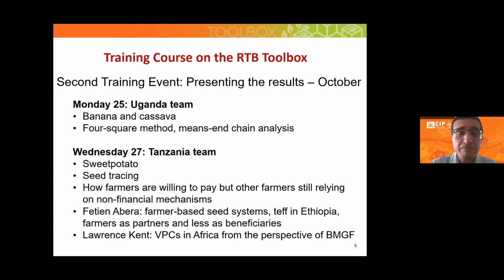Then we had 2 discussants. One of them was Fetien Abera. She talked about farmer-based seed systems using TEF in Ethiopia as one of the examples. And she highlighted that farmers can be seen not only as beneficiaries, but also as partners, taking advantage of all the information and all the experience that they have managing farmer-based seed systems. And finally, we had a presentation from Lawrence Kent. He provided the vision of the Bill and Melinda Gates Foundation about vegetatively propagated crops in Africa. So it was a nice presentation.